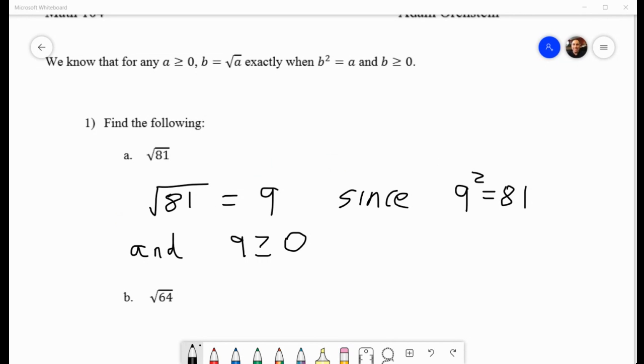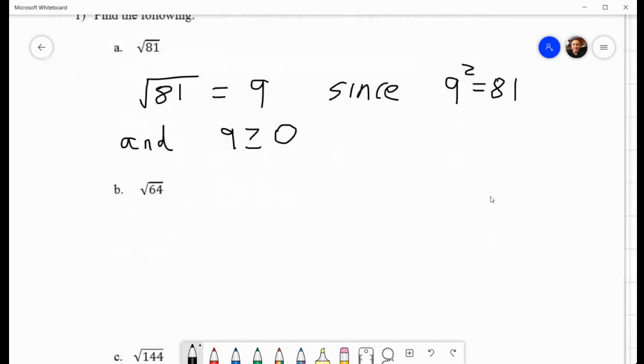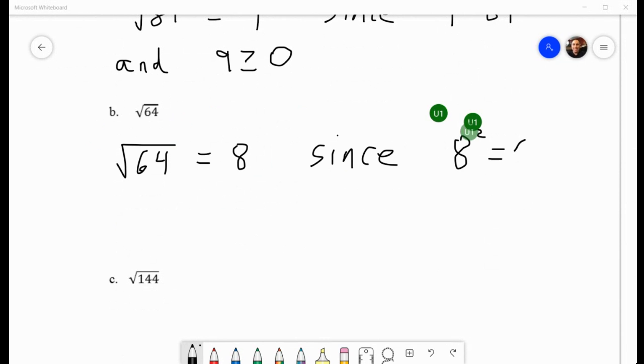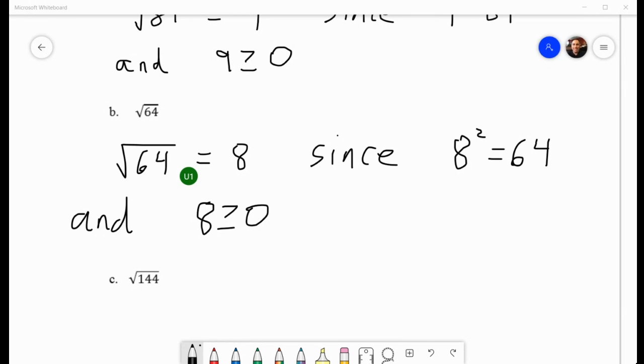Let's do the square root of 64, which everyone cannot see, so let me scroll down. Here we go. For 64, same idea. The square root of 64 is going to be 8. Why is that? Well, that's since 8 squared is 64, and since 8 is non-negative.